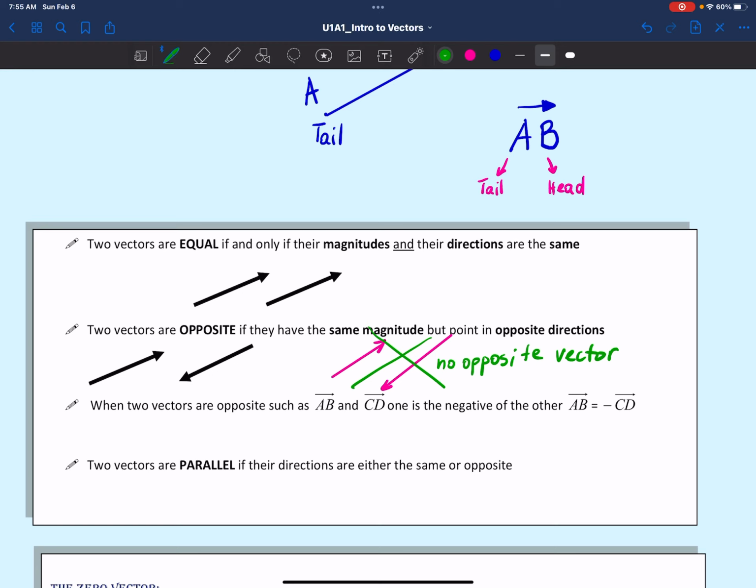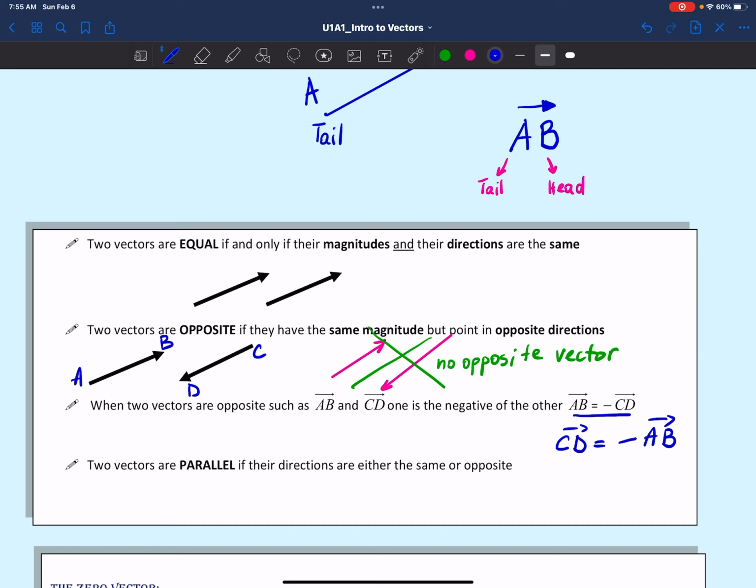Now, when two vectors are opposite, for example, if you call this vector AB and this one vector CD, then we'll say that vector AB is equal to negative vector CD. Similar to this, we can also say that vector CD is the opposite of vector AB. So if you are reading a problem and the problem says that you're given two opposite vectors, you would immediately know that these two vectors must have the same magnitude, okay?